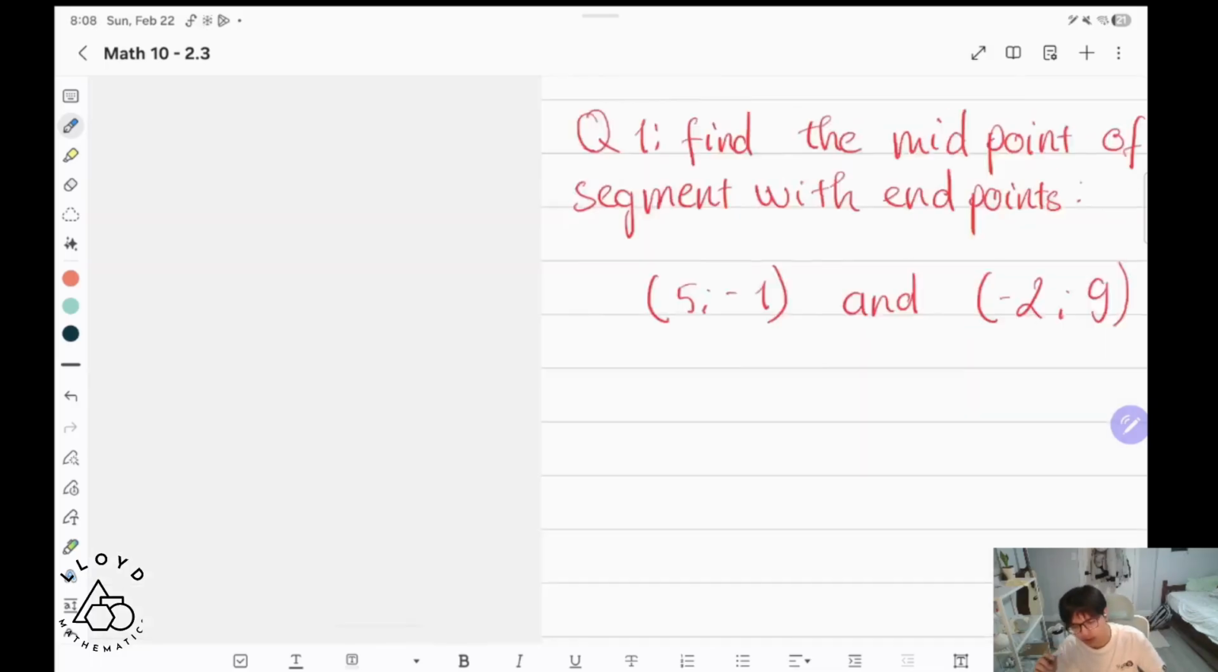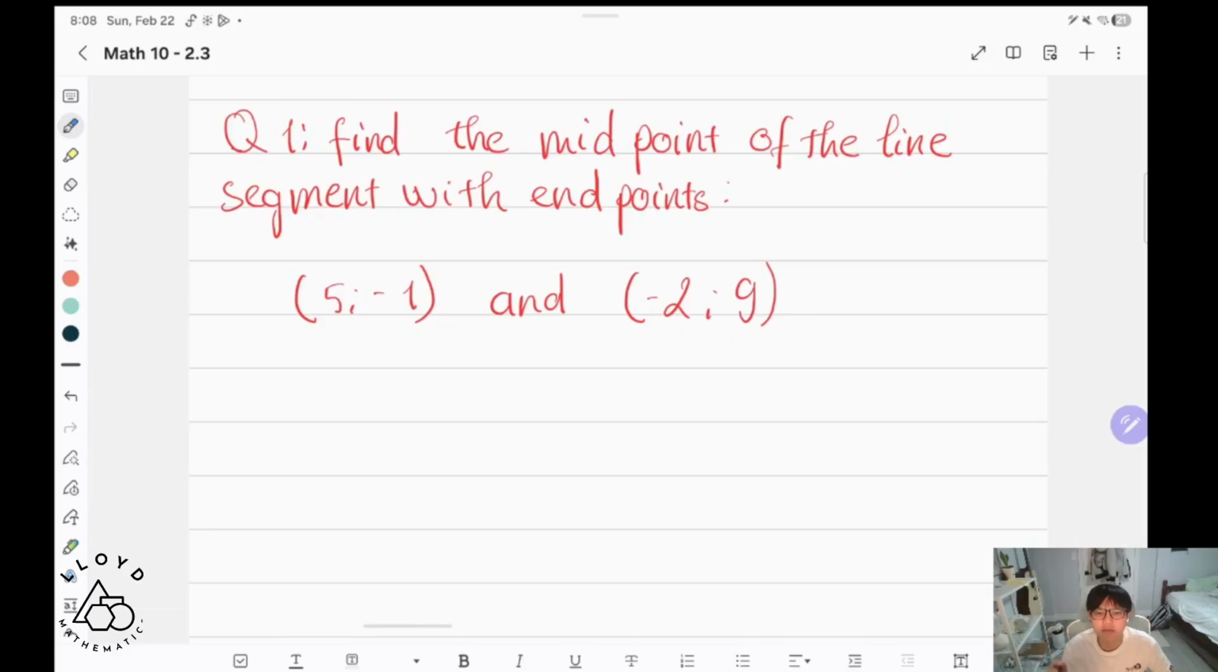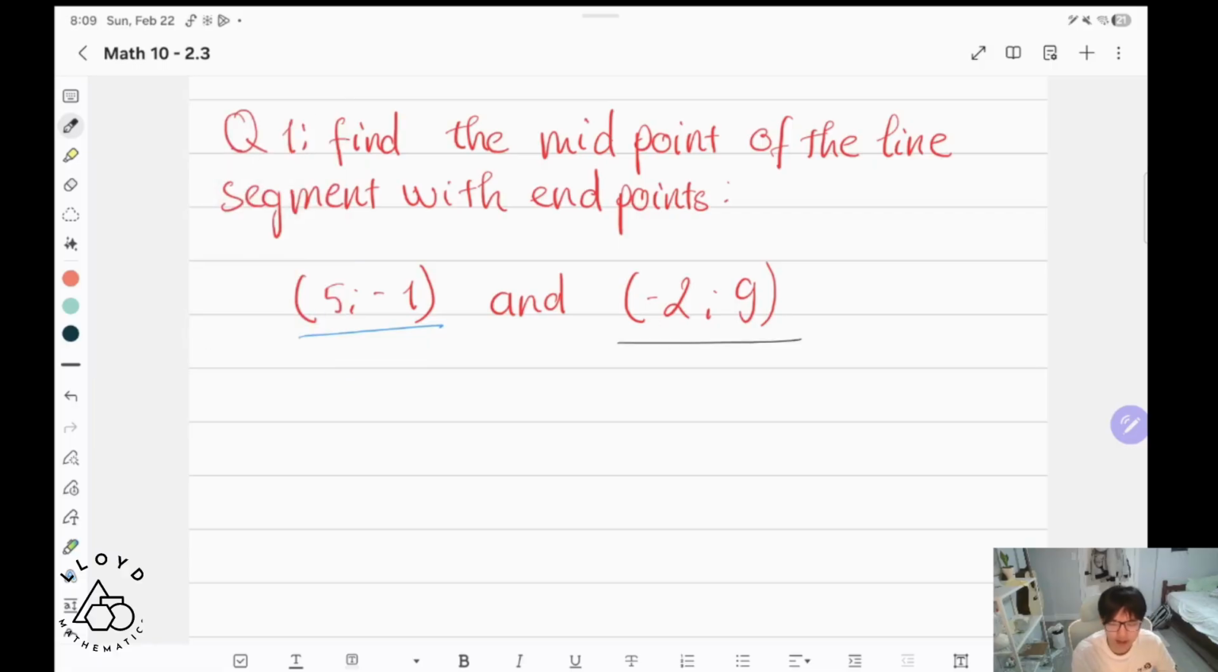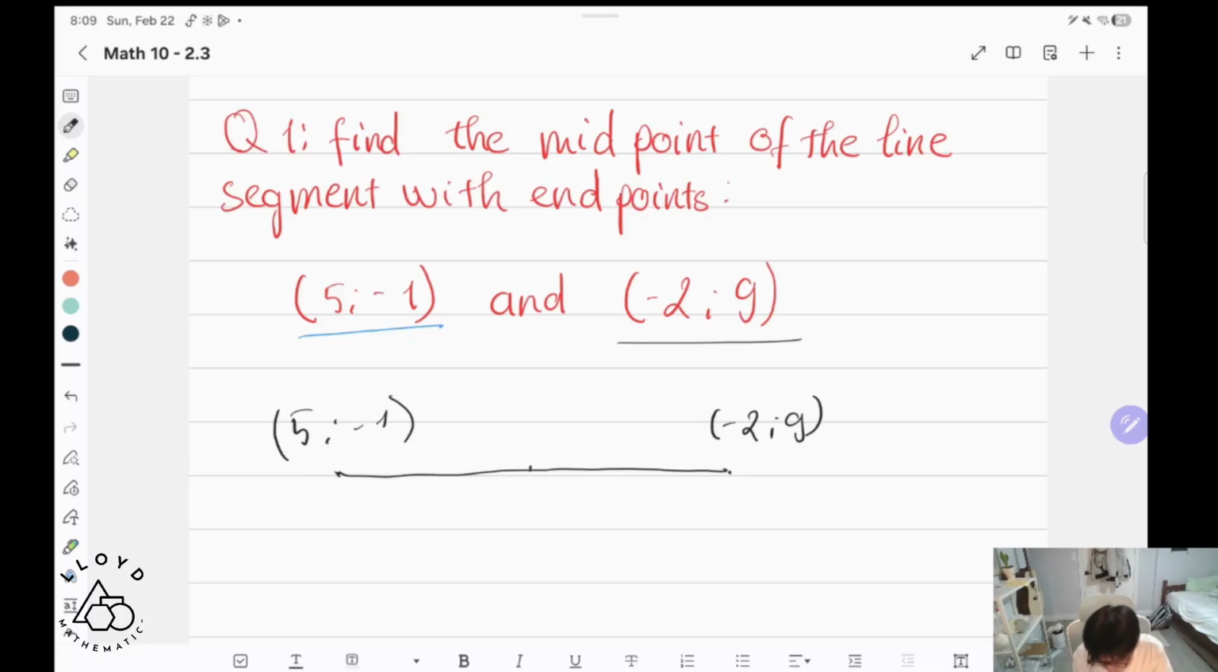Okay, so let's move to our first example, which is to find the midpoint of the line segment with two endpoints, 5 and -1 and -2 and 9. So this will be like the point right here, 5 and -1, and here's -2 and 9. And we need to find the midpoint of this line segment. For example, I put it here, I call it the M point, right? So how can we find the M point?